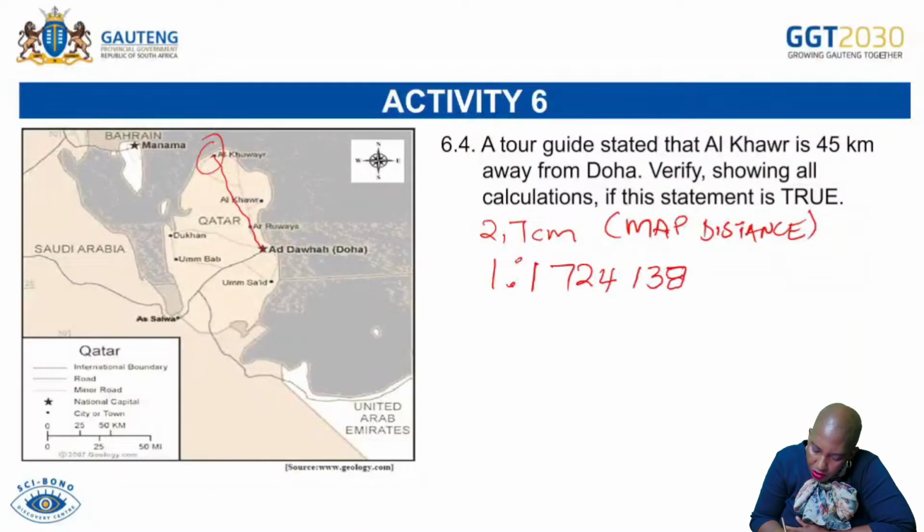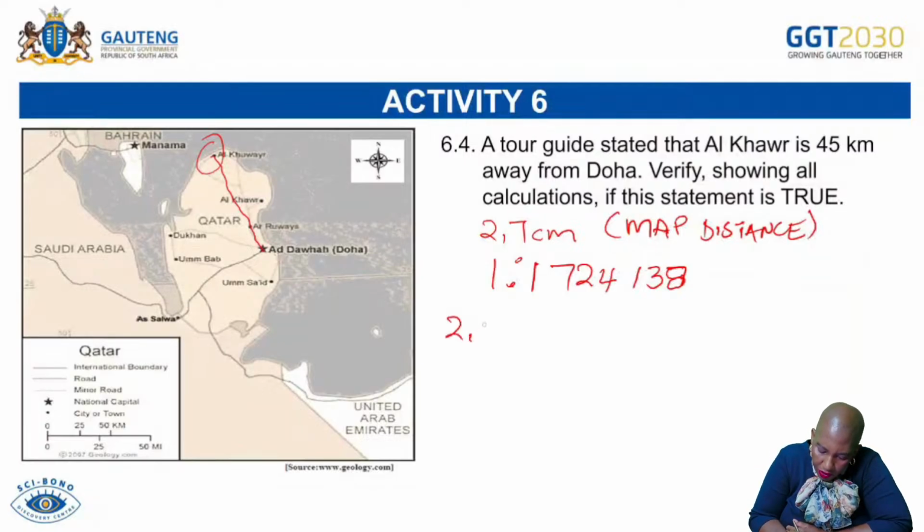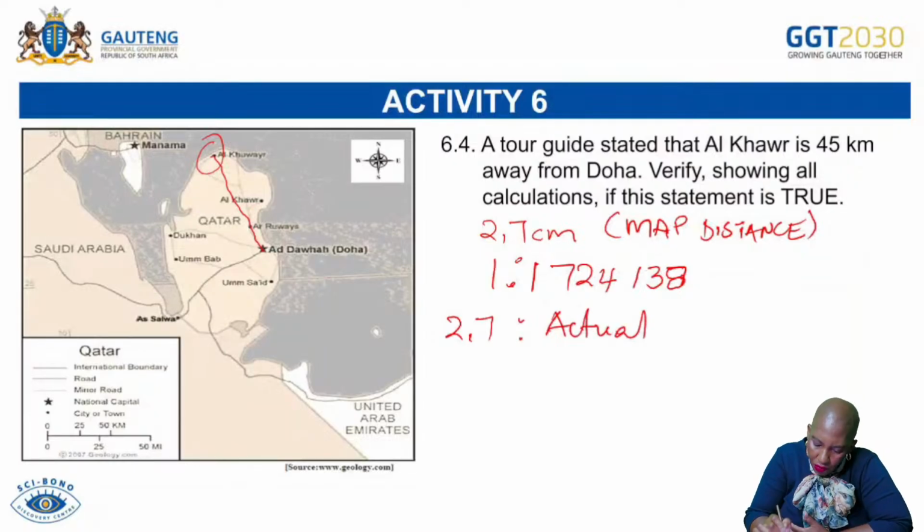138, because remember I have rounded off. 138, that is the scale. And then now 2,7, what I have measured is the actual. Then we are verifying, we are recalculating what the tour guide said. And then now when we do it, we say the actual.